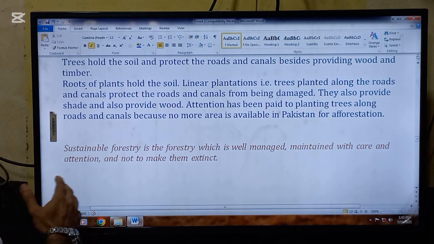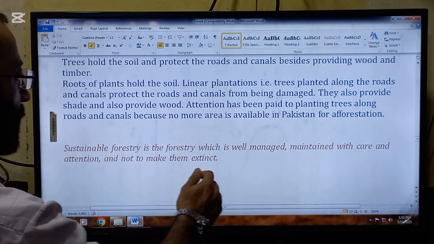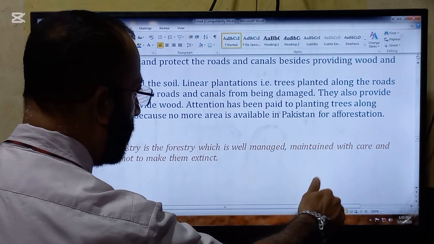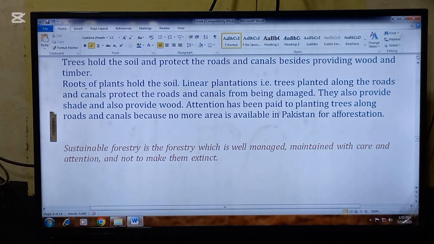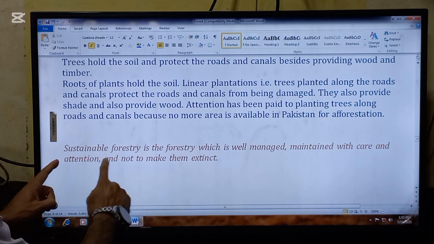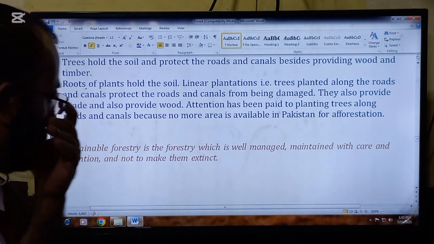Sustainability. Sustainable forestry is forestry which is well managed, maintained with care and attention, and not allowed to become extinct. So this is the definition of sustainable forestry.